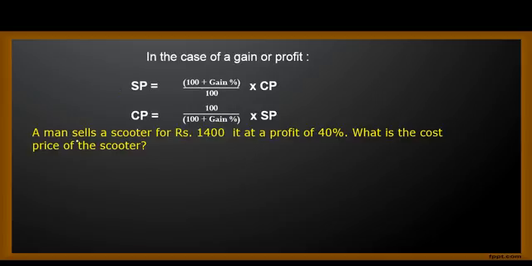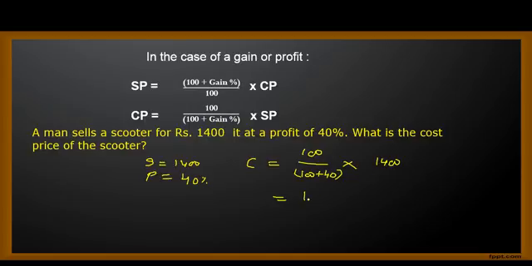Very simple. A man sells a scooter for 1400 rupees. What is given? Selling price is equal to 1400, and the gain percentage given is a profit of 40%. What is the cost price? According to this, cost price is equivalent to 100 by (100 plus 40), into the selling price, 1400. On simplification, you will get 140 here, and this is 14. 1400 by 140 is 10. 100 into 10 is 1000. Simply the answer is 1000 rupees.